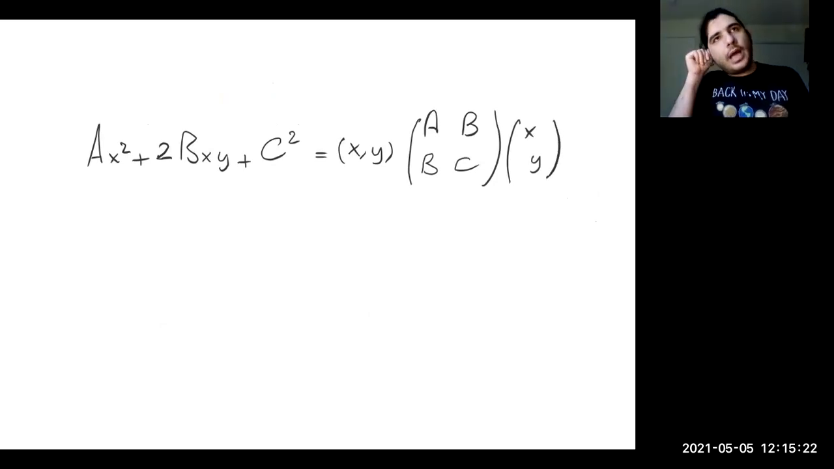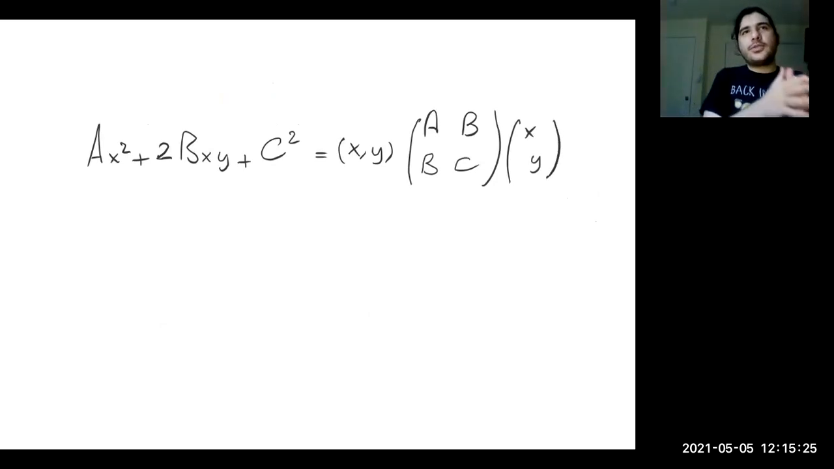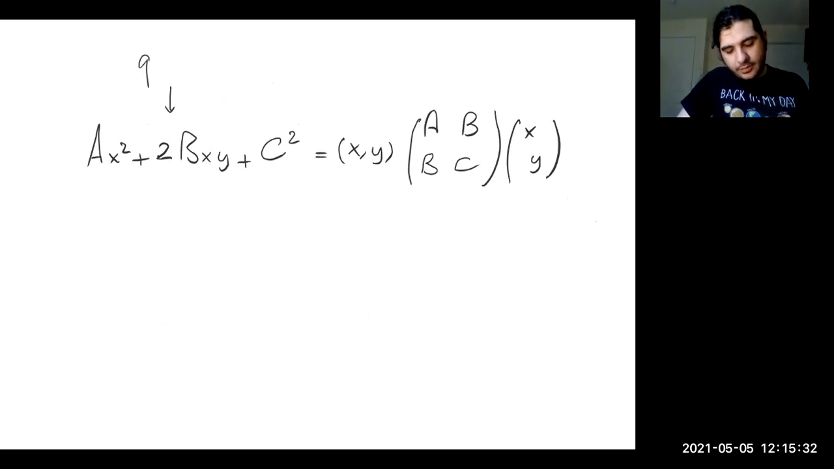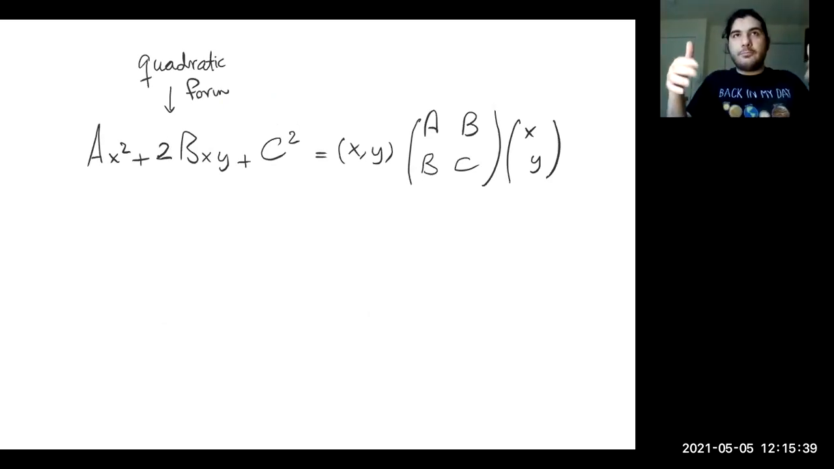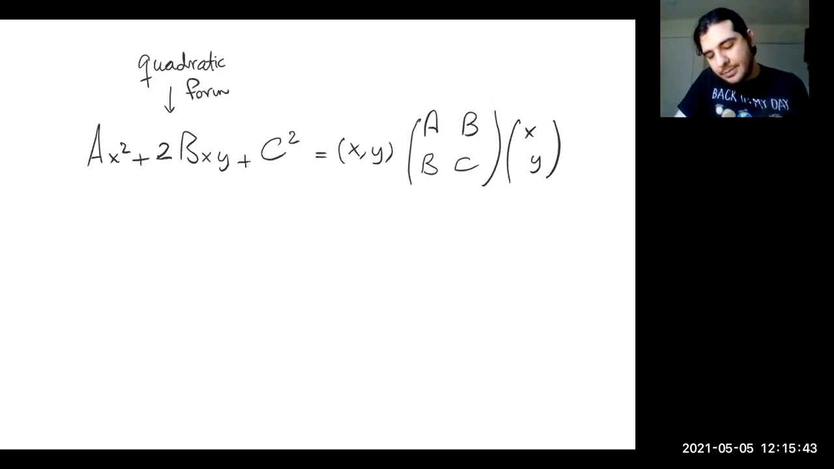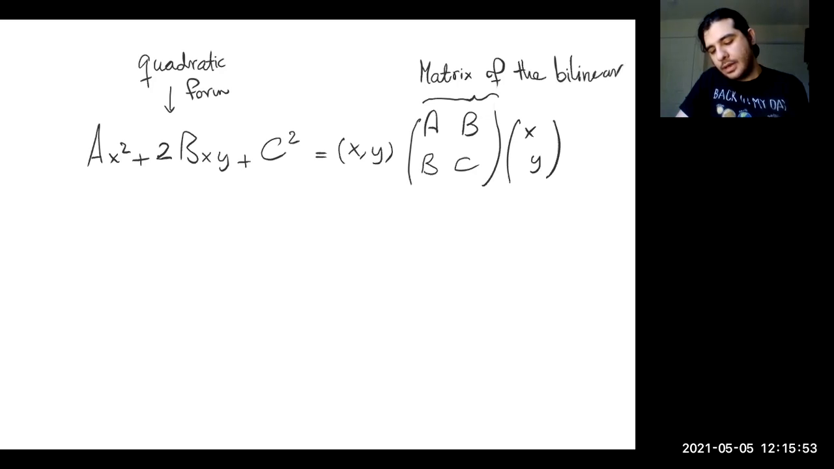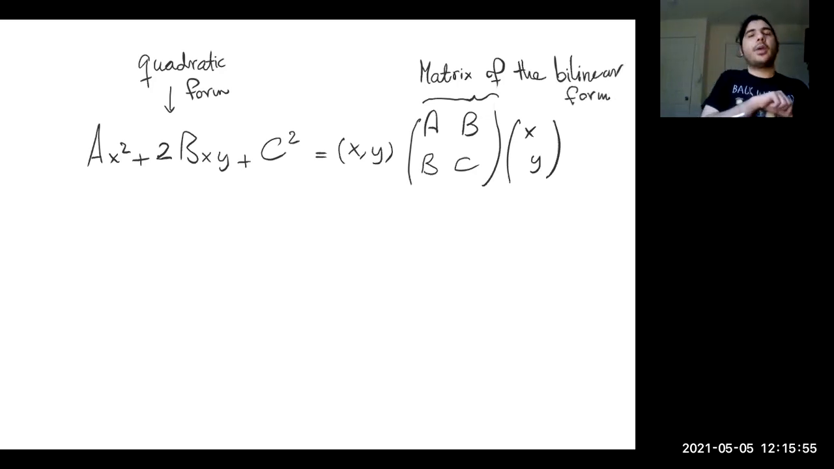So you know there is a way of going from quadratic forms to bilinear forms, and from bilinear forms to quadratic forms. This thing here is a quadratic form. Now, when you have a bilinear form, if you have a fixed basis, this bilinear form would have a matrix. This matrix here is actually the matrix of the bilinear form in a basis. Okay.